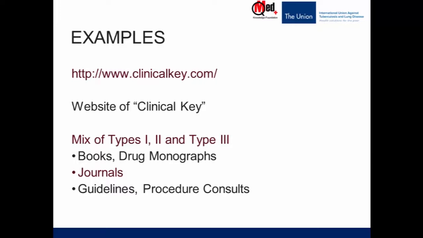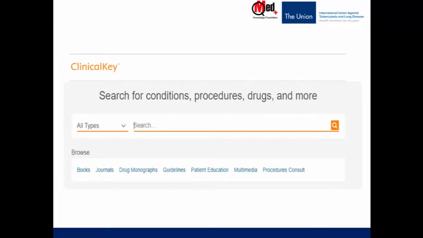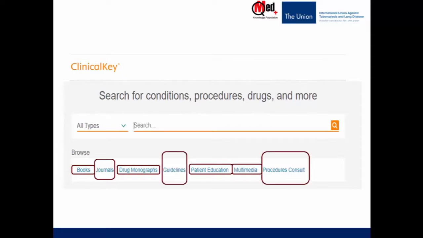Let's actually go into Clinical Key and have a look. This is the website of clinicalkey.com. You can see that as type 1, it has books, drug monographs, patient education summaries, and some multimedia information tools. Type 2, it has journals. It has a good number of journals. Type 3, it has guidelines and something called Procedures Consult, where there's a summary of a number of procedures. It's really based on the primary first type of resources as well as type 2, as well as systematic reviews, guidelines, etc.